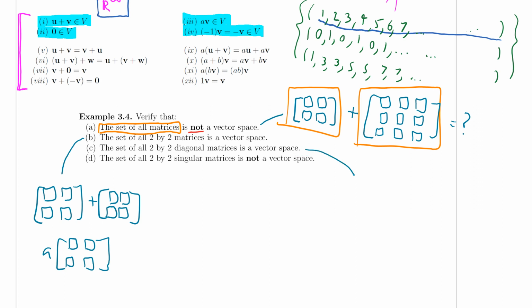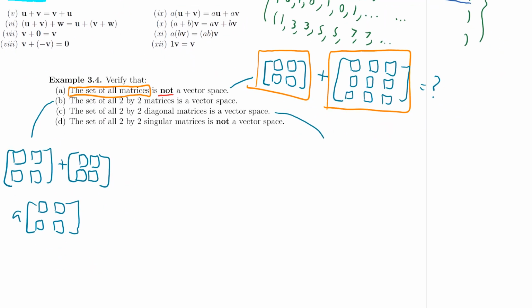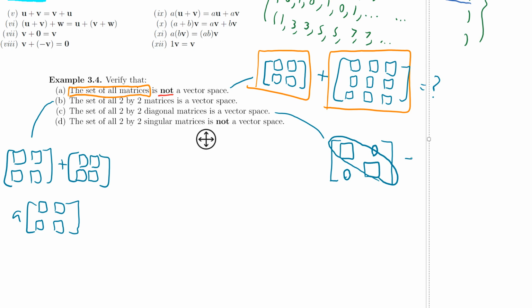The next one, for my part C, the set of all 2 by 2 diagonal matrices is a vector space. A diagonal matrix is basically a matrix where only the entries on the diagonal can be non-zero. So these two can be anything, but the rest of them have to be 0. Now if I add a diagonal matrix with another diagonal matrix, I'm going to get, well, just another diagonal matrix, so it's actually closed under addition.